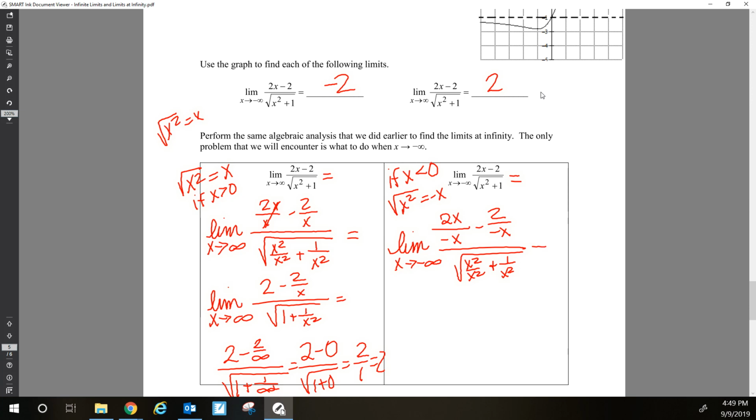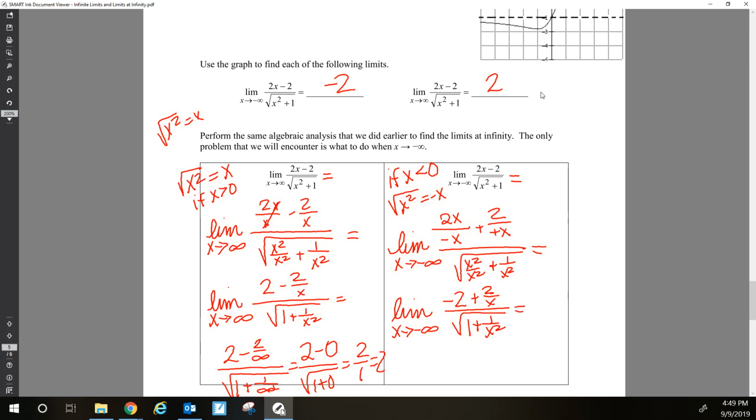Because it's still inside that square root sign, right? All right, and so this would be the limit as x approaches negative infinity. My x would cancel out, and I've got negative 2. And this would be plus 2 over x, as the minus becomes positive. On the bottom, I've got the square root of 1 plus 1 over x squared.